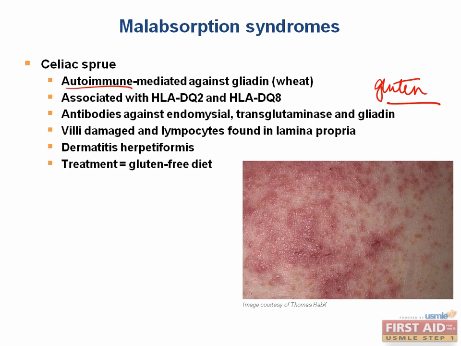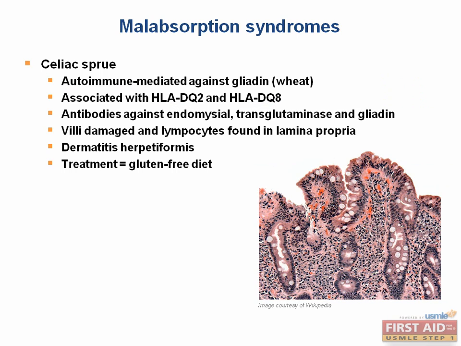The antibodies are useful in testing for the disease, including anti-endomysial, anti-gliadin, and anti-tissue transglutaminase, or TTG. It is associated with HLA-DQ2, HLA-DQ8, as well as people of Northern European descent. So what would we expect to see on biopsy of the jejunum? Well, we would typically see blunting of the villi, which you can see here, as well as lymphocytes in the lamina propria. This confirms the diagnosis of celiac sprue. Patients can often have complete resolution of symptoms by following a restrictive gluten-free diet.